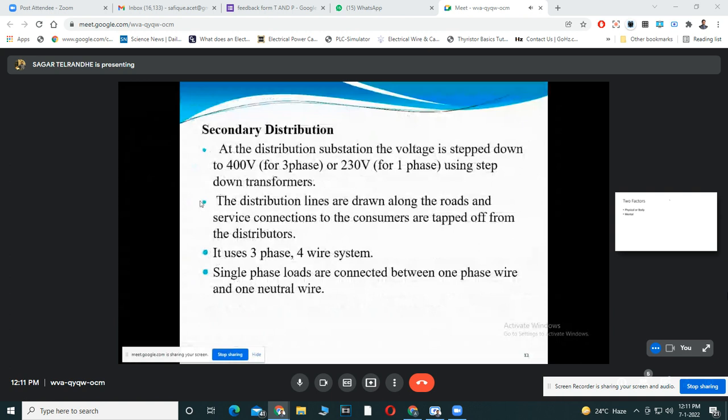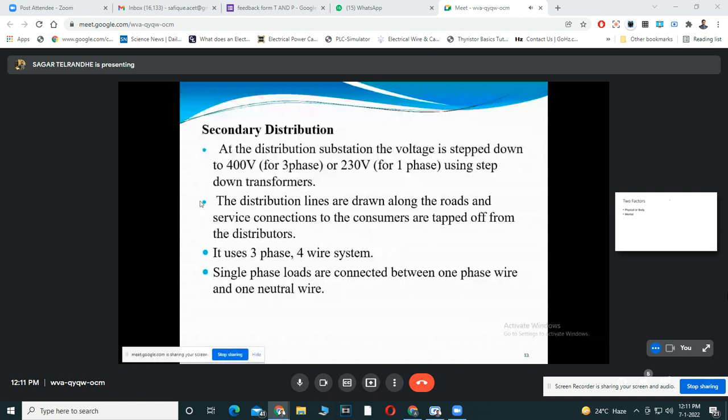Secondary distribution. At the distribution substation, the voltage is stepped down to 400 volts for a three-phase or 230 volts using step-down transformers. The distribution lines are drawn along the roads and service connections to the consumers are tapped off from the distributor. It uses three-phase, four-wire system. Single-phase loads are connected between one phase wire and one neutral wire.